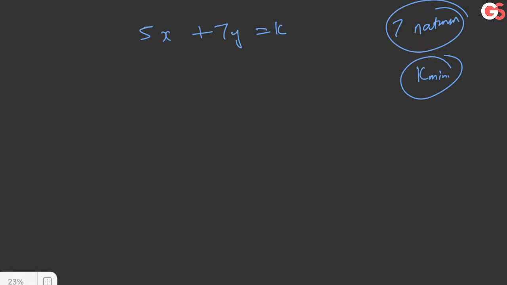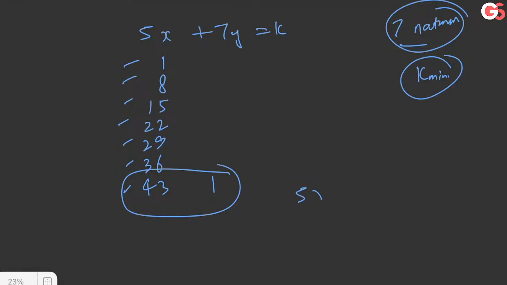Now this has become so simple they can do it mentally also, right, Akshat? 1 put here, 1 plus 7, 8, plus 7, 15, plus 7, 22, right? Plus 7, 29, plus 7, 36, plus 7, 43. रुक जाना है, 7 हो गए, 1, 2, 3, 4, 5, 6, 7, 43, और y को 1 से स्टार्ट कर दो. Put the value, get the answer. 5 into 43 plus 7 into 1 is going to be the answer. 215 plus 7, 222 is the answer.